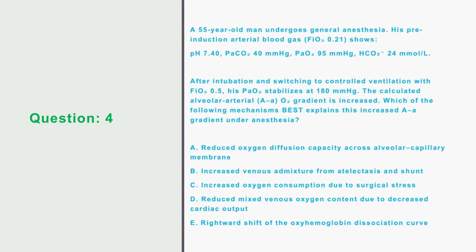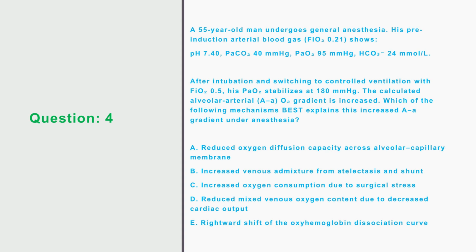Question 4. A 55-year-old man undergoes general anesthesia. His pre-induction arterial blood gas on room air shows pH 7.40, partial pressure of CO2 40 millimeters of mercury, partial pressure of oxygen 95 millimeters of mercury, bicarbonate 24 millimoles per liter. After intubation and switching to controlled ventilation with FiO2 0.5, his partial pressure of oxygen stabilizes at 180 millimeters of mercury. The calculated alveolar-arterial O2 gradient is increased. Which of the following mechanisms best explains this increased gradient under anesthesia?